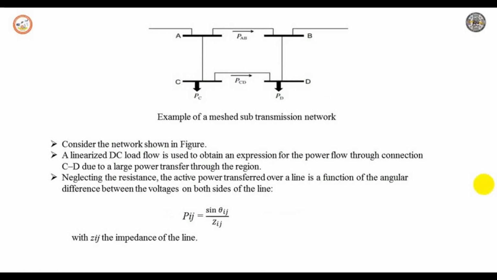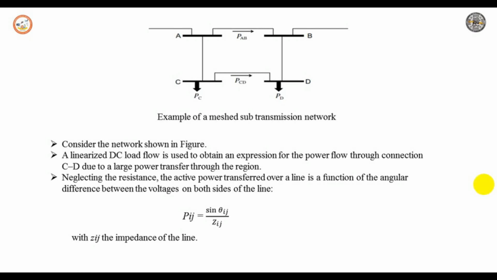Here consider the network shown. A linearized DC model is used to obtain an expression for the power flow through C and D due to large power transfer through this region. Neglecting resistance, the active power transferred over a line is a function of the angular difference between the voltages on both sides of the line. So here Pij is equal to sin theta ij divided by Zij, where Zij is the impedance of the line.